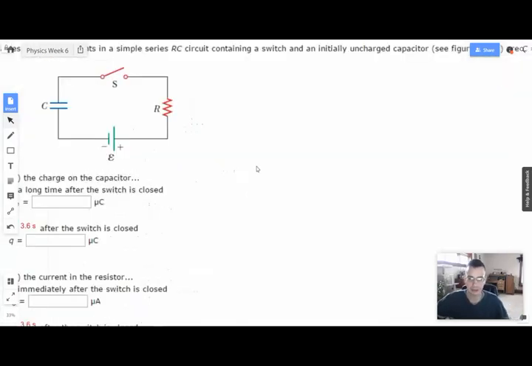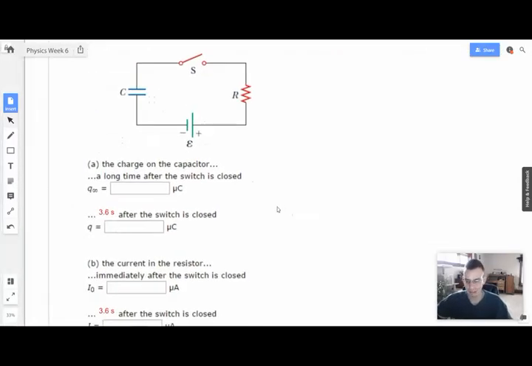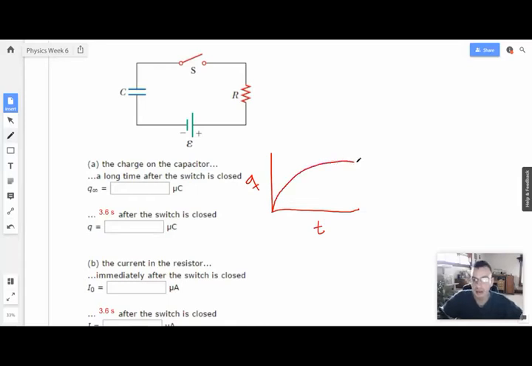Okay, so whenever I start doing capacitor problems, I pretty much always draw a picture. And it's like one of 3 different types of pictures. So start like this. So a long time after, I'm going to say this is Q, this is time, and it's going to build up like this. So I know that charge is going to build up.